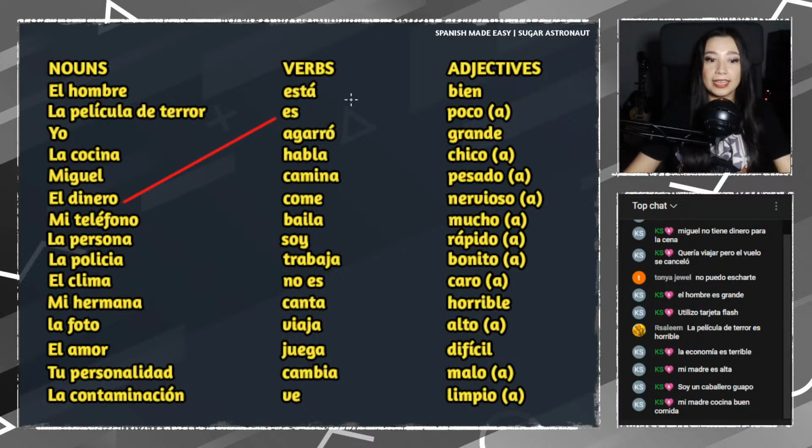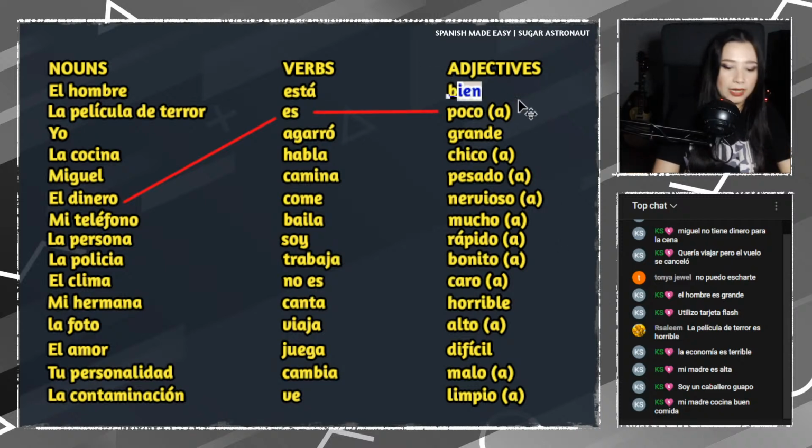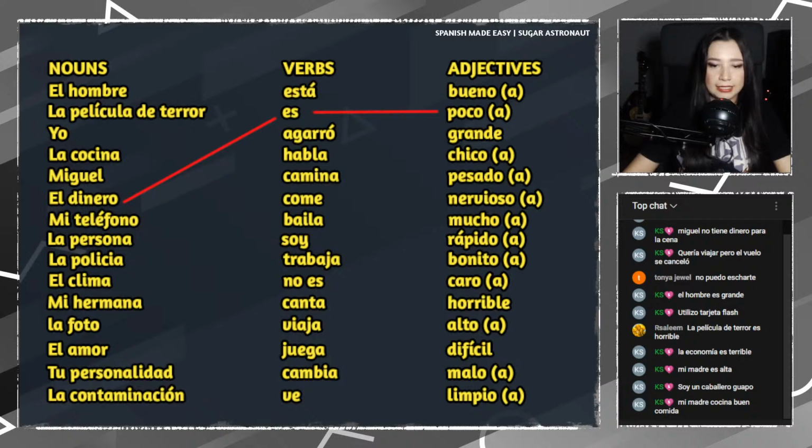El dinero es poco. You know, the money is not much, it's just a little. You don't have enough money. We had bueno here. You can technically say el dinero es bueno. And that means money is good. For whatever reason, right? Money is good.